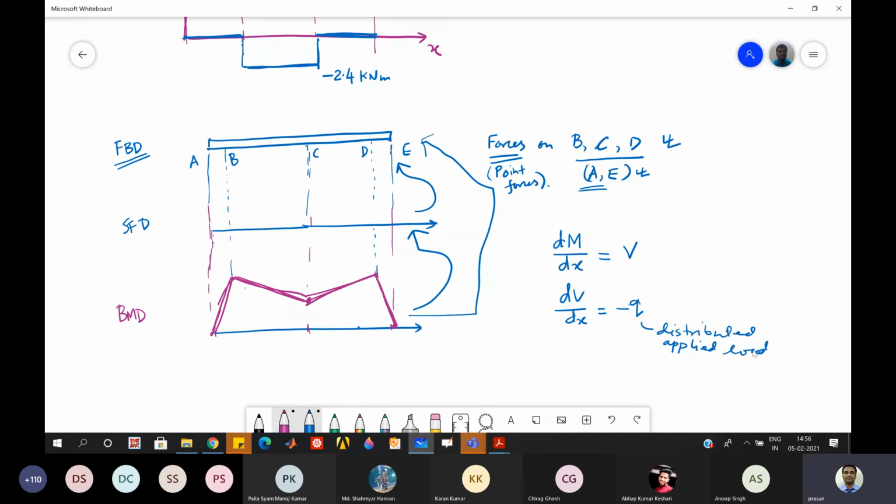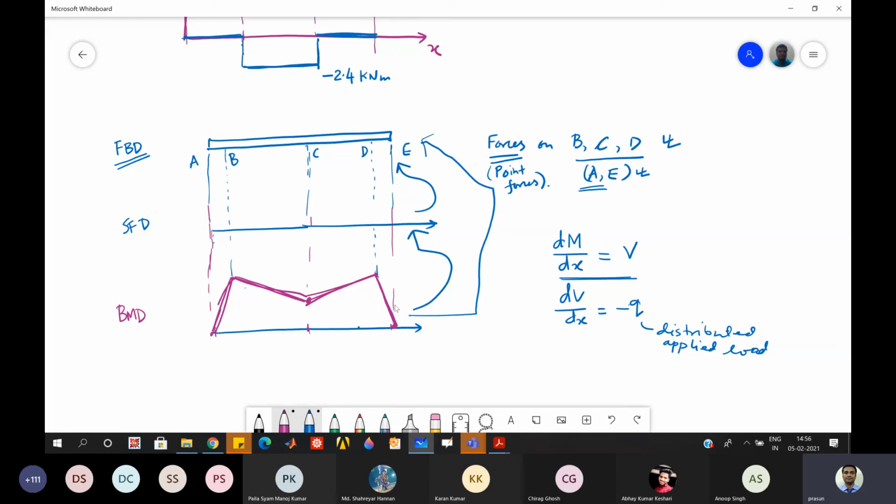So do you remember these equations? Yes, sir. So this will help us to draw the SFD from the BMD, because you know this relation will be very much helpful. You can see why I am talking.